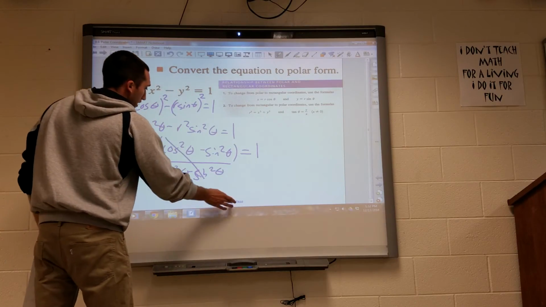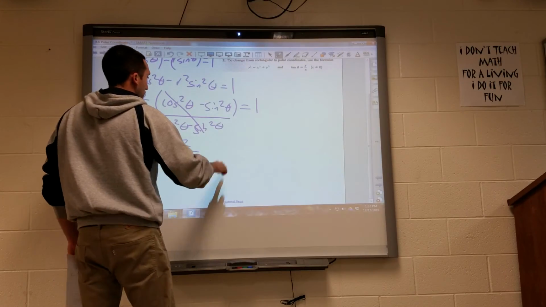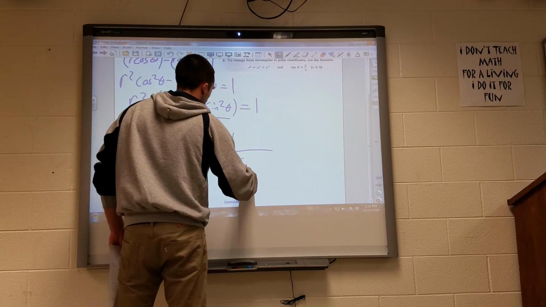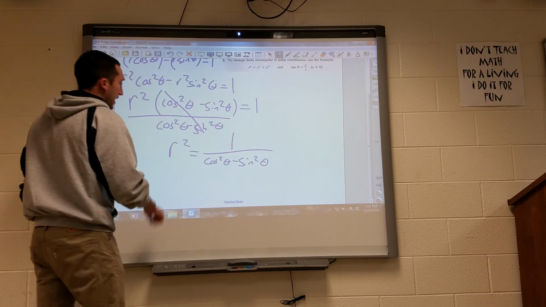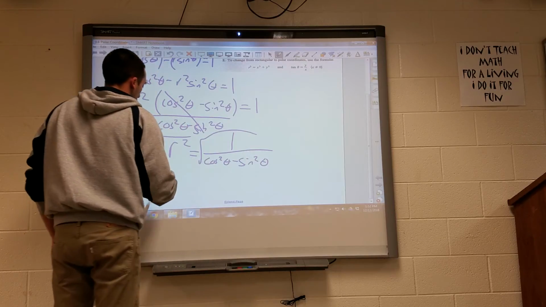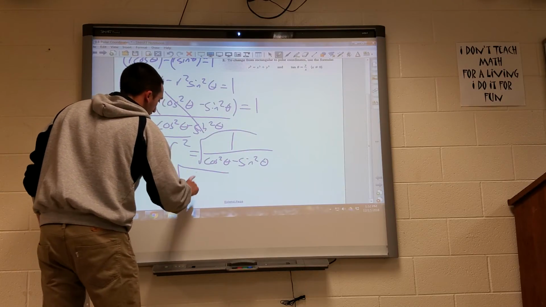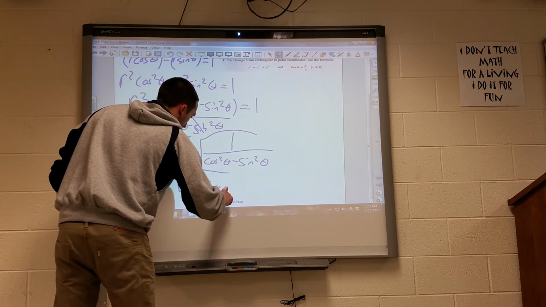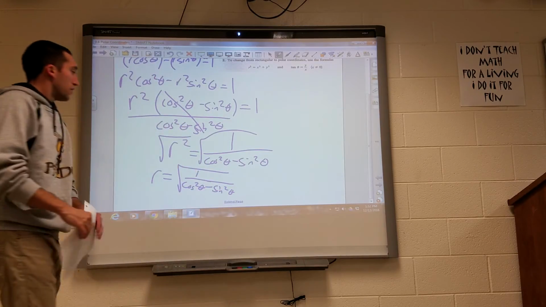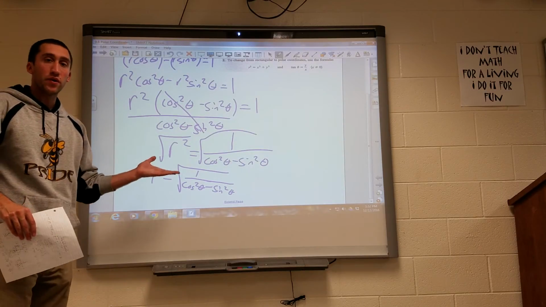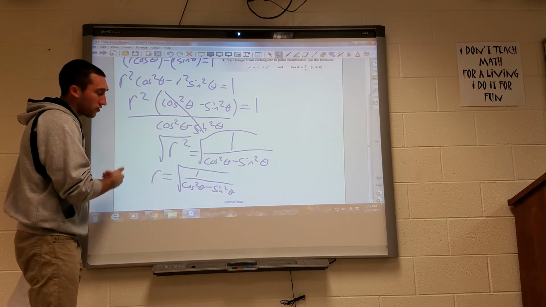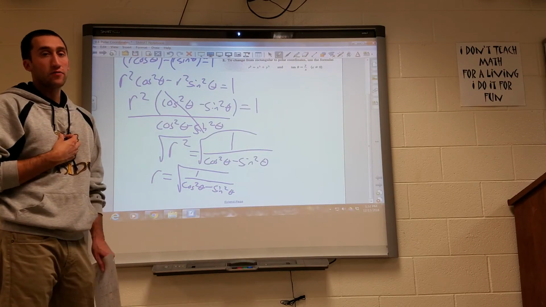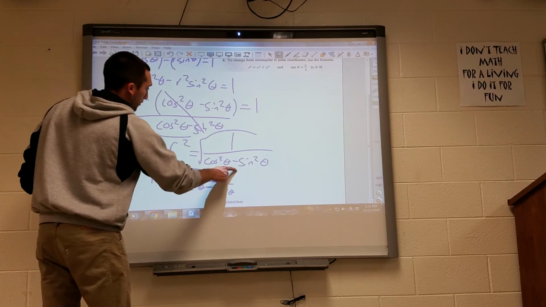So this will cancel, and I'll be left with r squared is equal to 1 over cosine squared theta minus sine squared theta. And then I just take the square root, so I get r is equal to the square root of all this stuff. And that is my polar equation. I have r, my radius, equal to some value that incorporates my angle. So that's as far as we have to go.